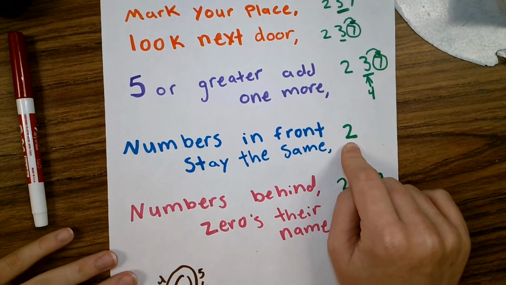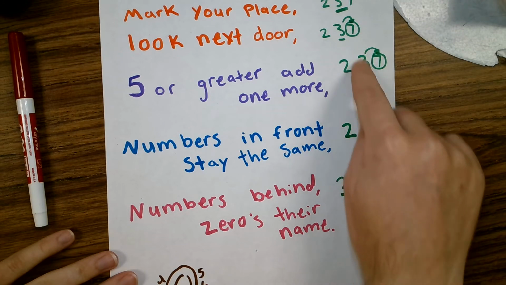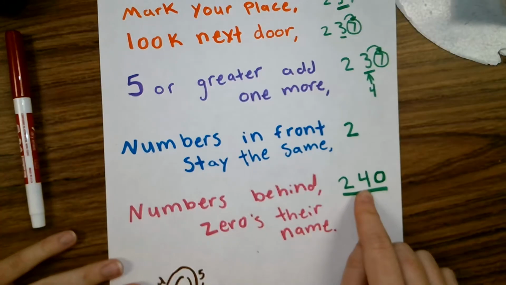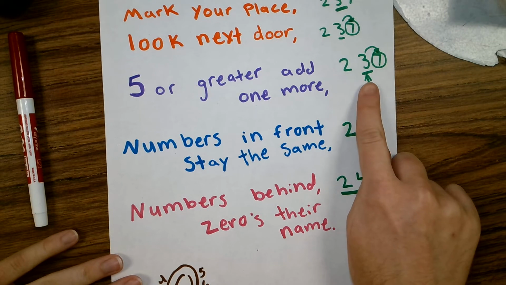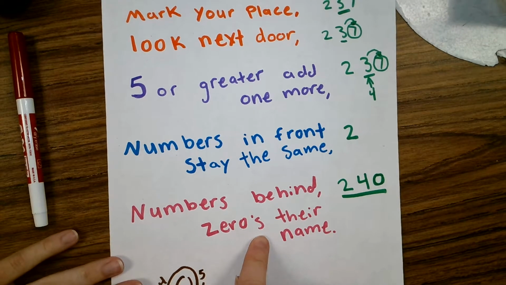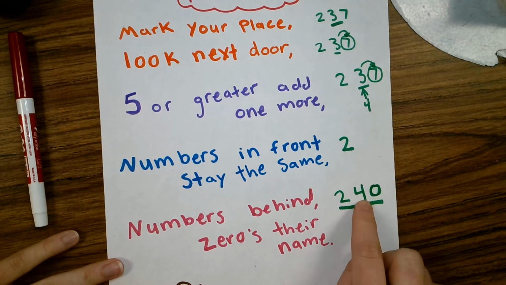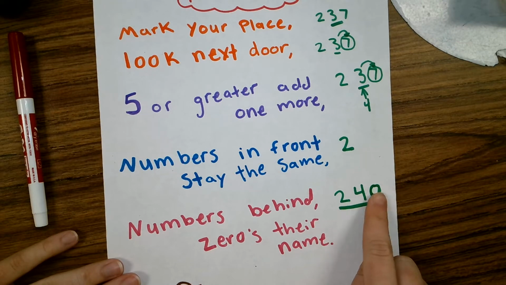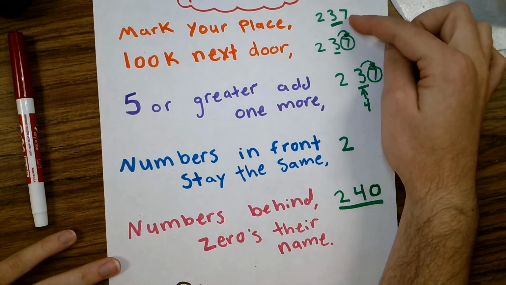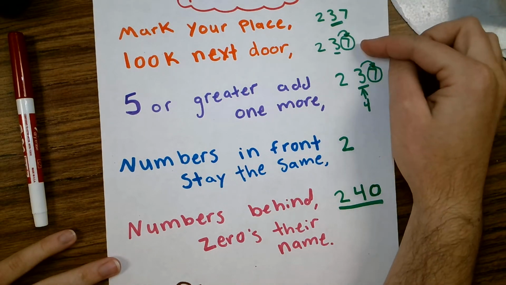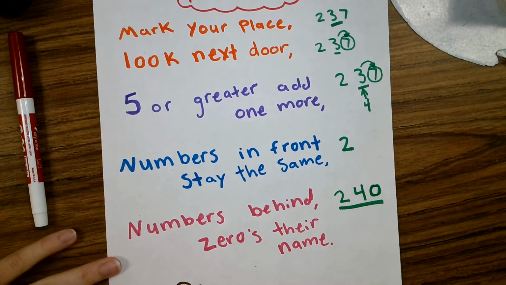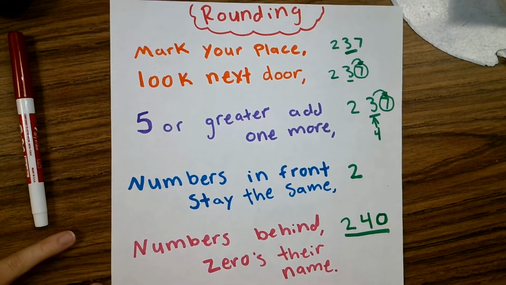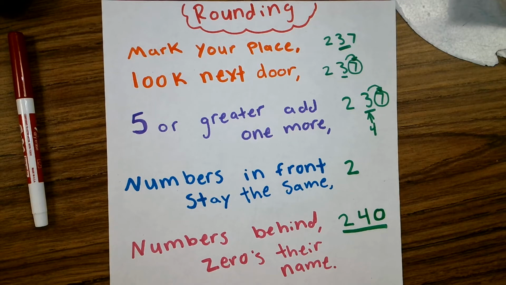Nothing's going to change. Then you're going to bring down the number in your tens place, the place that you're rounding to. Because we added 1 more, we're going to bring down a 4 instead of a 3. And then numbers behind zeros their name: everything behind the place value that you're looking for is going to become a 0. So mark your place, look next door, 5 or greater, add 1 more. Numbers in front stay the same. Numbers behind zeros their name. Go ahead and pause your video if you haven't done it, and add this anchor chart into your math journal.